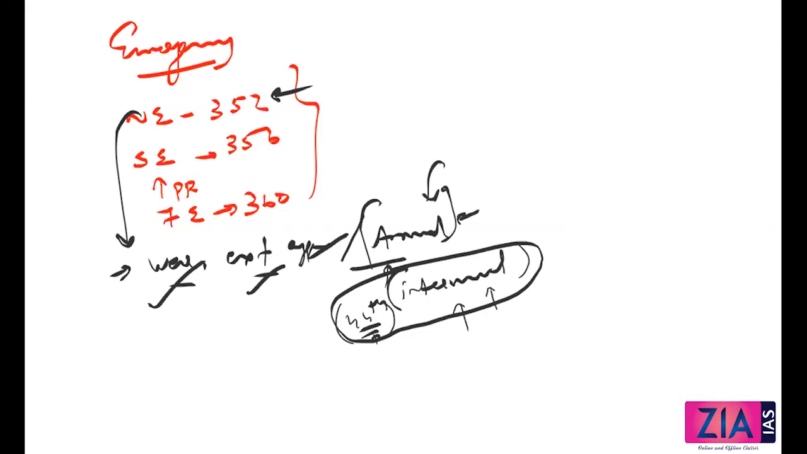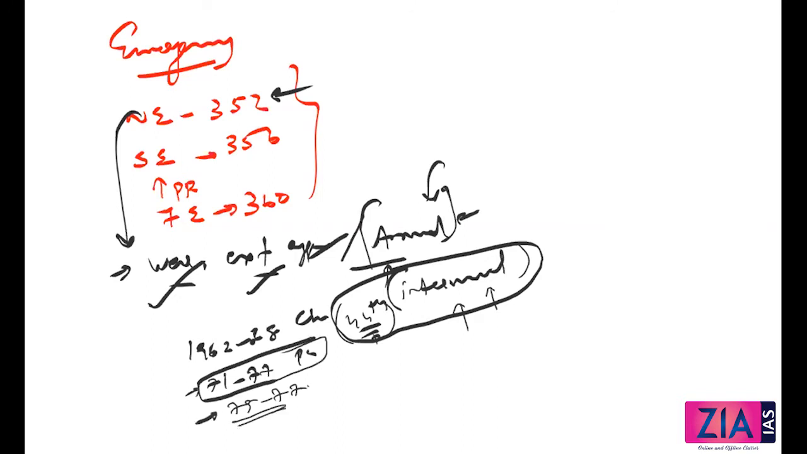So how many times? 1962 to 68 one was there, during the China war. 71 to 77, during the Pakistan war. And then 75 to 77. In fact, the earlier one was in force already, then this also was introduced. So that is the third one.